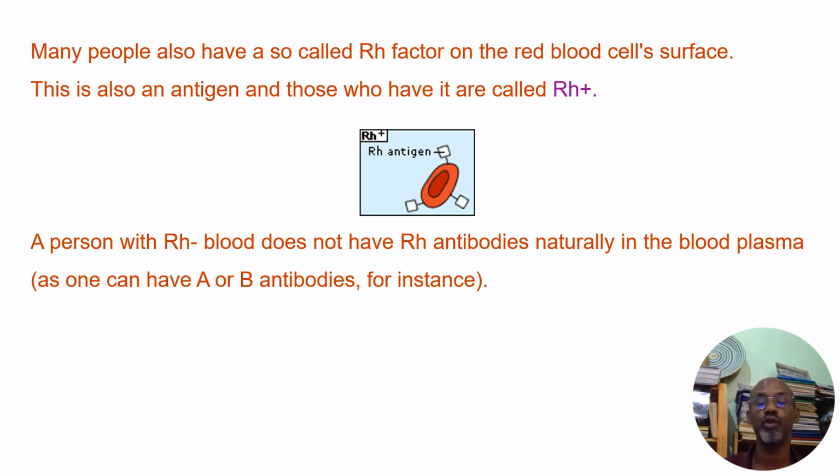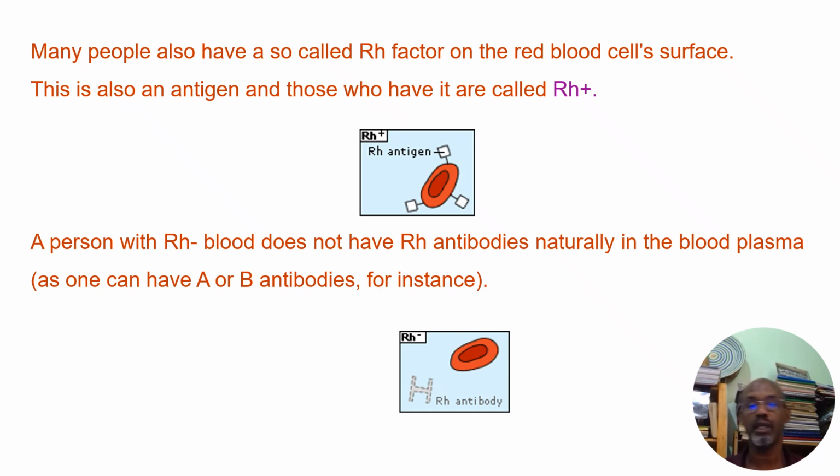Therefore, if you give Rh plus to an Rh minus individual, there will be agglutination. It will not accept it. Therefore, you can give Rh minus to Rh minus. You can give Rh minus to Rh plus, but you can't give Rh plus to Rh minus.